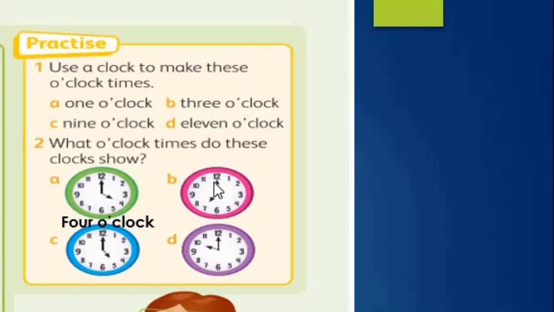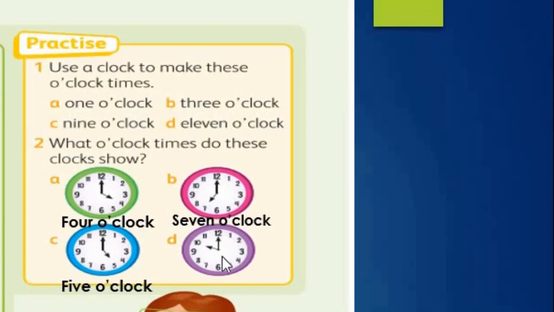Let's move to B. The small one is on 7, the big one is on 12. So in this case, what time is it? It's 7 o'clock. Great, well done. C, the small hand is on 5. The big one is on 12. So what time is it? It's 5 o'clock. Why? Because the small one is on 5 and the big one is on 12.